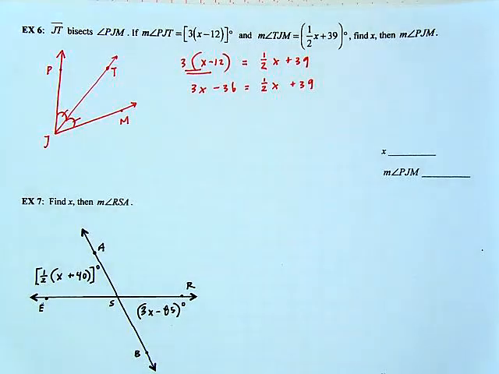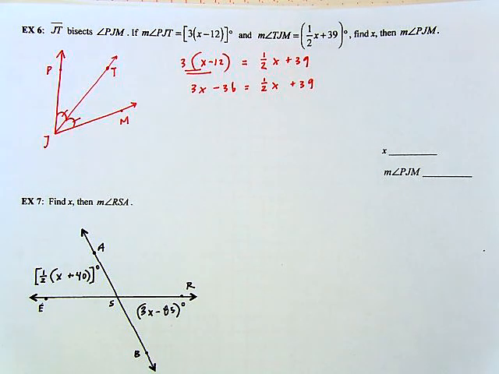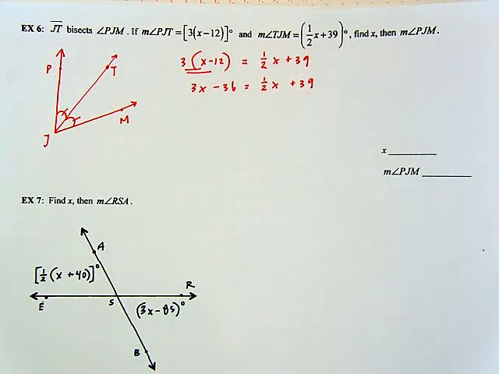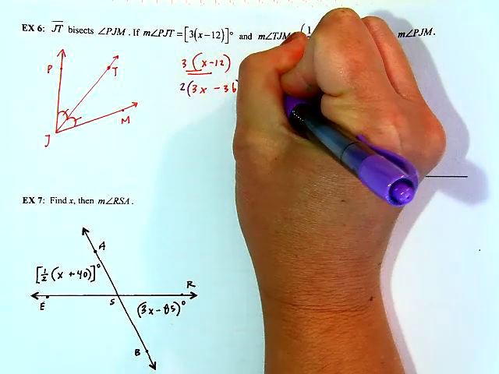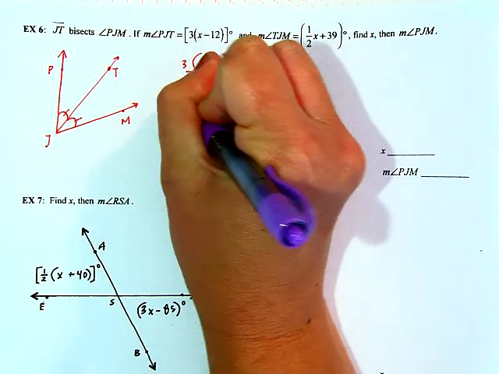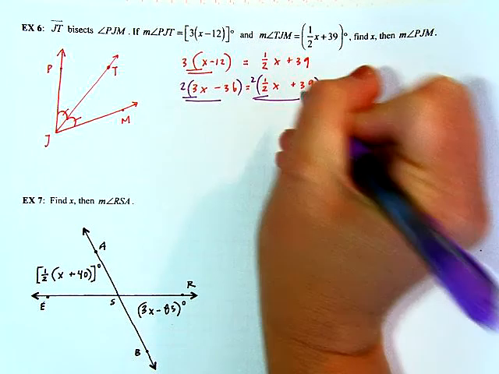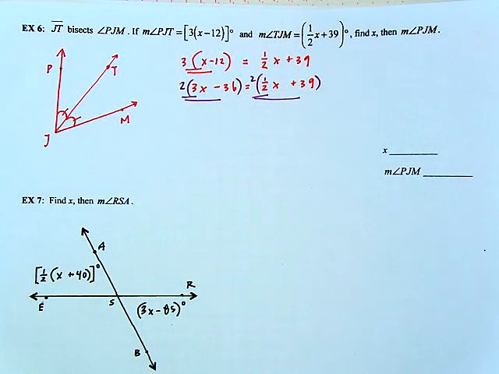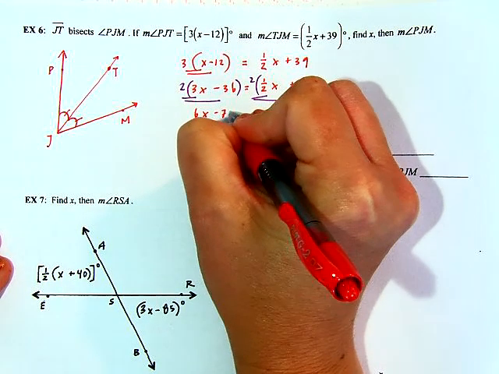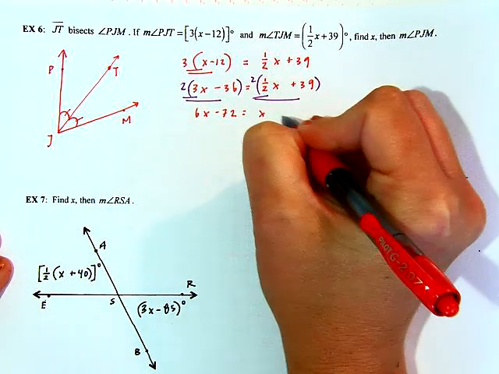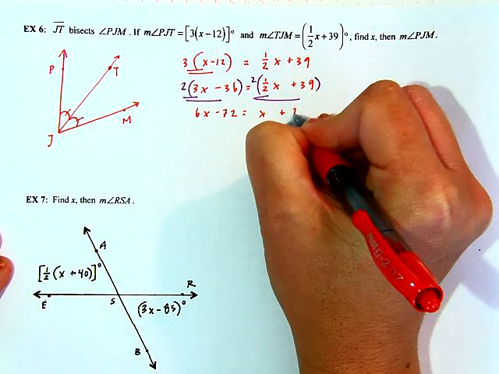Okay, so now looking at it, I see, oh, there's a fraction. I don't love fractions, so I want to clear it. So I see that I have a 1/2 here, so I'm going to multiply everything by 2. So I'm going to double everything to clear that fraction. So what I do to one, I have to do to all of them to maintain the balance of my equation. So here I'm going to get 6x minus 72 equals x plus 78.